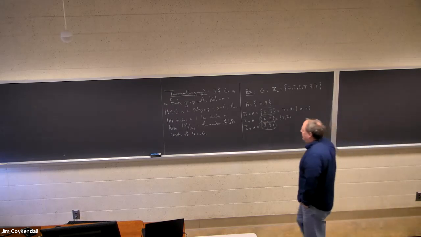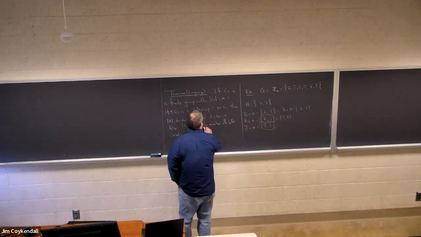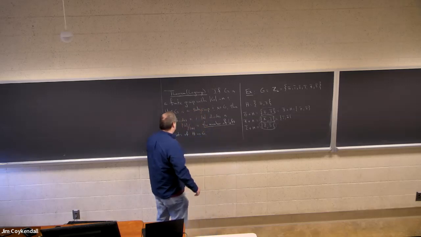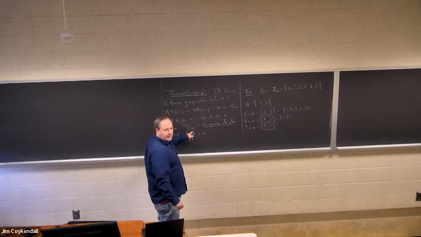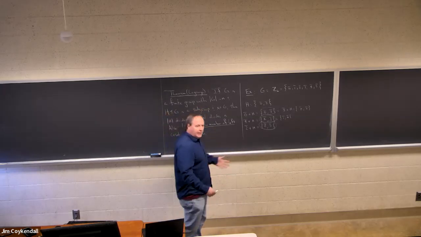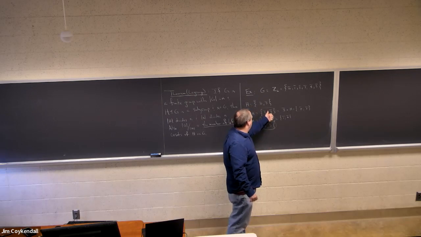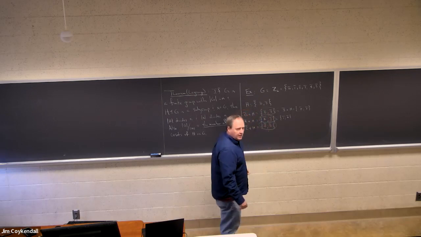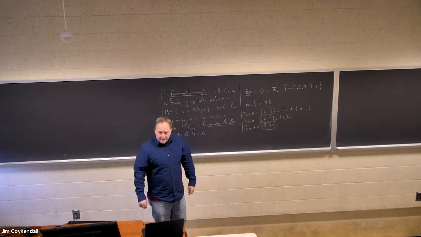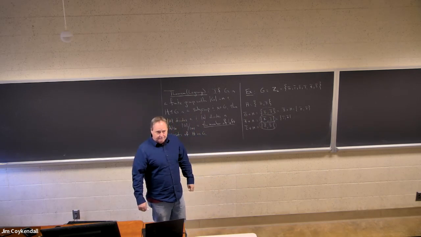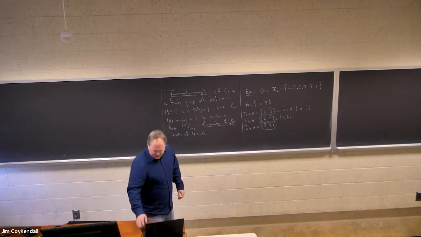Let's look at this last bit here. The number of left cosets is the order of the group divided by the order of the subgroup. So let's see, what do we got here? Order of the group is 6, order of the subgroup is 2, quotient is 3, and there you go. 1, 2, 3. Everybody okay?